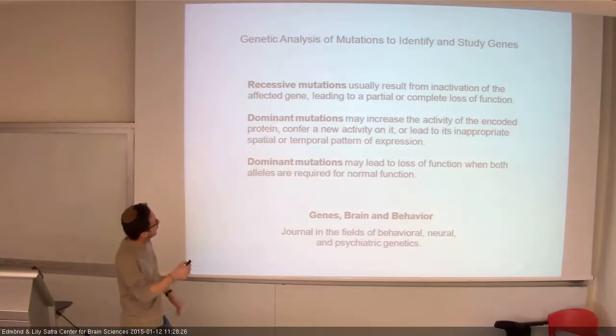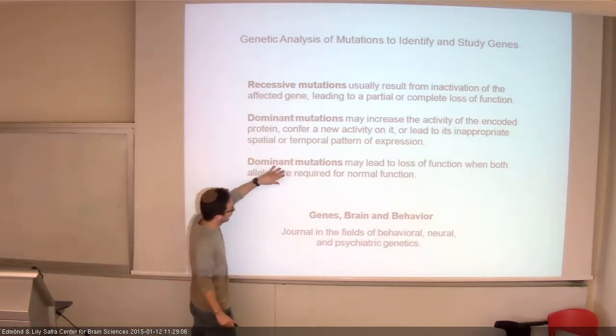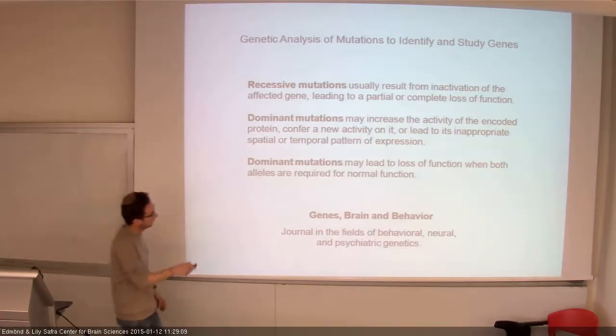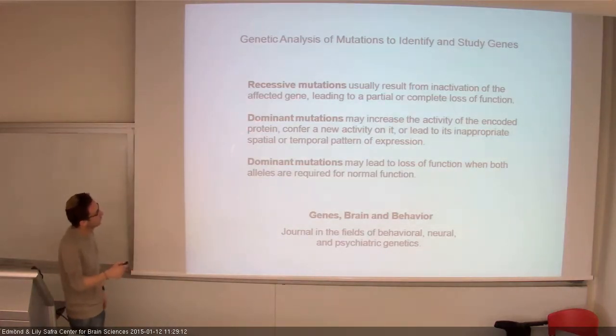So we usually functionally talk about, again, increase of activity of an encoded protein, or new activity leading to inappropriate spatial pattern, where it is localized, or temporal pattern of expression, or when it is expressed. All these cases would be dominant because the other wild-type allele will not be able to compensate. Now, dominant mutations may lead to a loss of function, as was the case for recessive mutations, when both alleles are required for normal function. In some cases, you need high enough amounts of the protein, and both alleles are translationally active, so even if you identify a loss of function, it is not necessarily a recessive mutation, it might also be a dominant one.